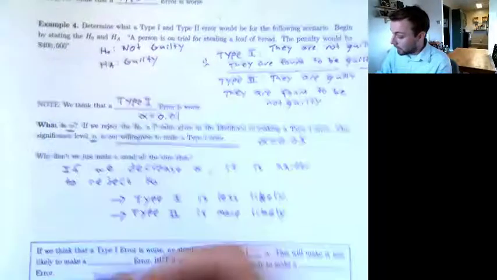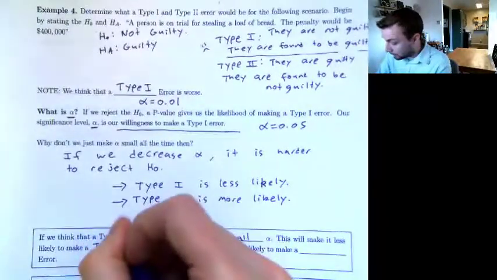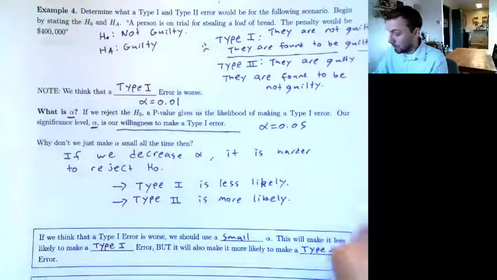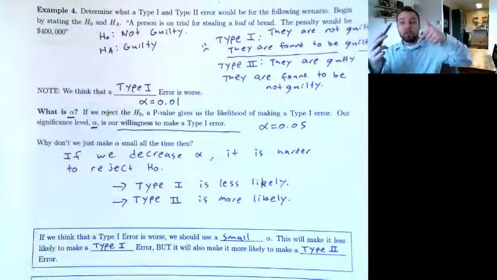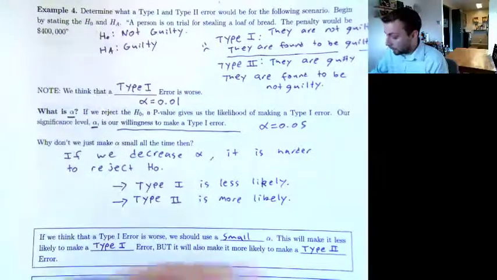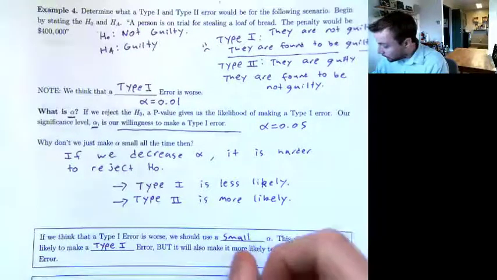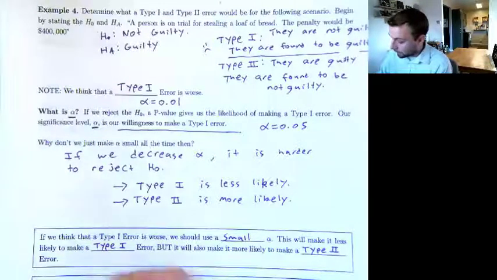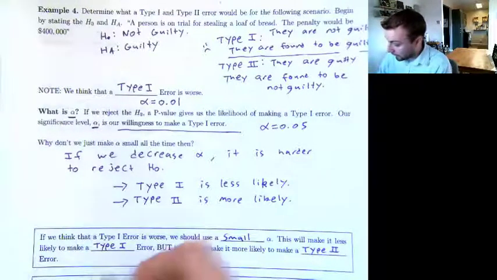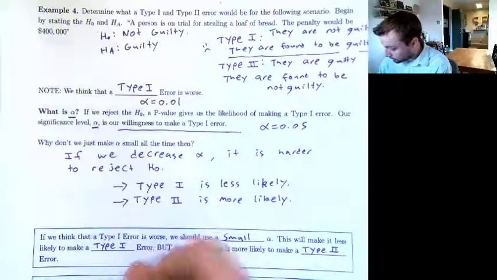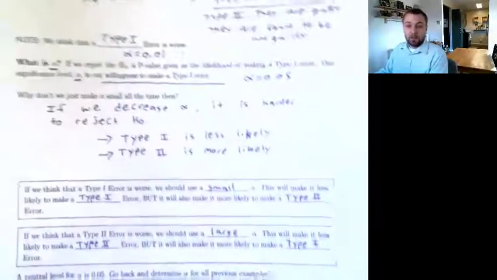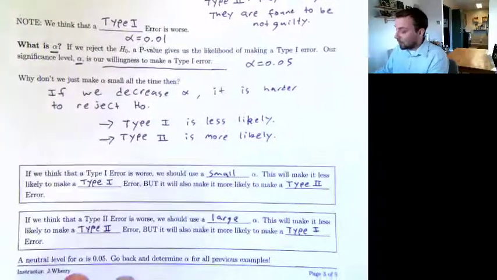This will make it less likely to make a type 1 error, but it's going to make it more likely to make a type 2 error. Type 1 and type 2 just kind of go in opposite directions on me. If we think a type 2 error is worse, we should use a large alpha level. If I use a large alpha level, this makes it less likely to make a type 2 error and more likely to make a type 1 error. And we're going to see that there's a bit of a balancing act that goes along with this.